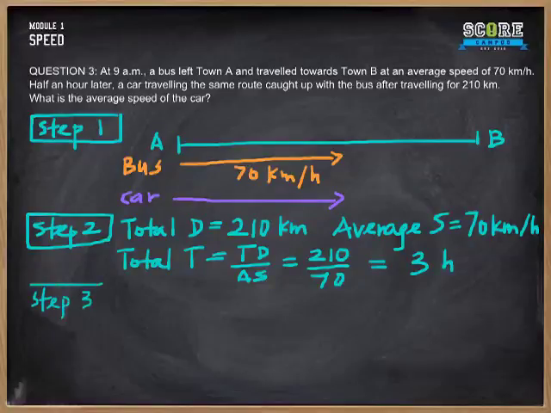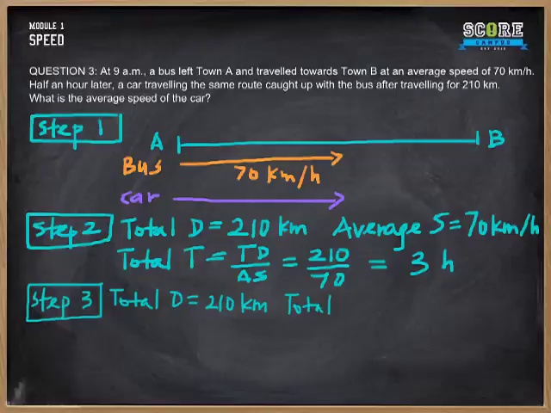But remember this, the car started half an hour later. So we can easily find out the time taken by the car as well as its average speed. So step 3 is this. Total distance traveled is the same distance, 210 kilometers. Total D is still 210 kilometers, but total T is 3 hours minus half an hour, because the car started its journey half an hour later. 3 minus 1/2 is 2.5 hours.